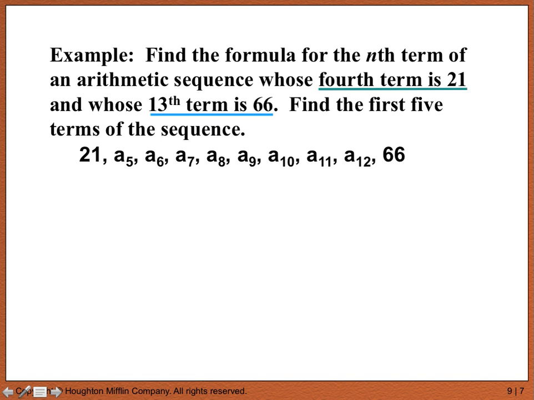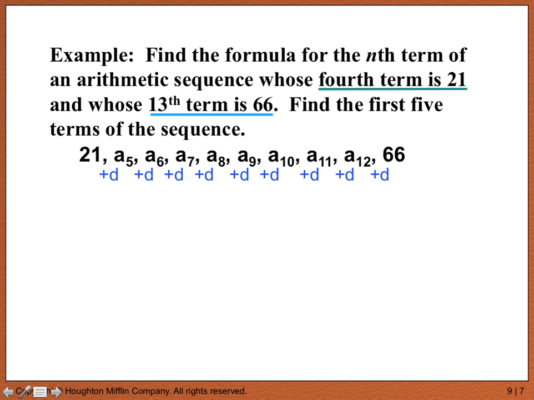I don't know what the 1st, 2nd, and 3rd are yet, but see how A5 follows from 21. So 21 is my A4, my 4th term. And then A5, A6, A7, A8, A9, A10, A11, A12. And then 66 is my A13 because the problem tells me that the 13th term is 66. So A sub 13 is 66. All I've done in this line is just fill in what I know. I filled in the things that I can get straight from the text of the problem.